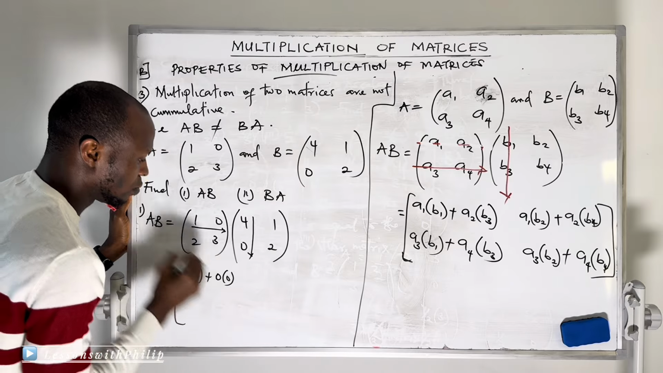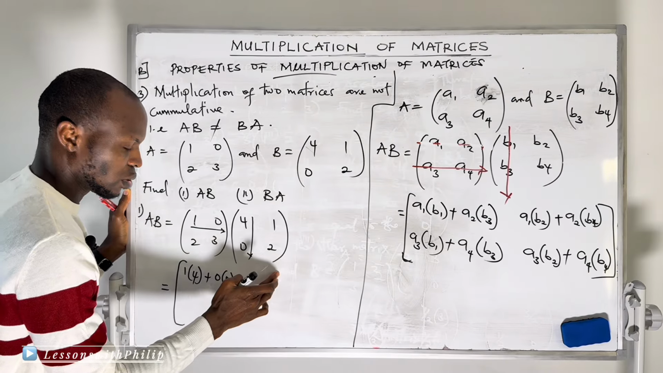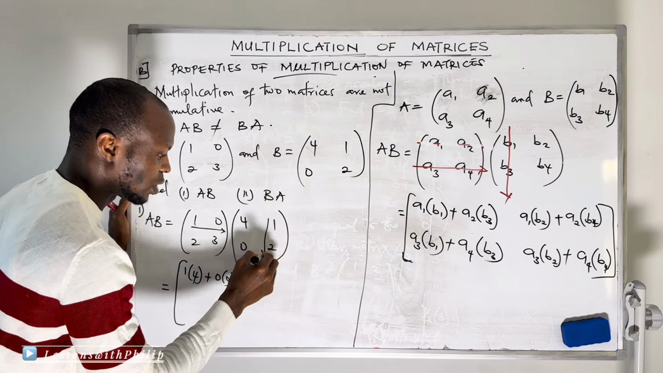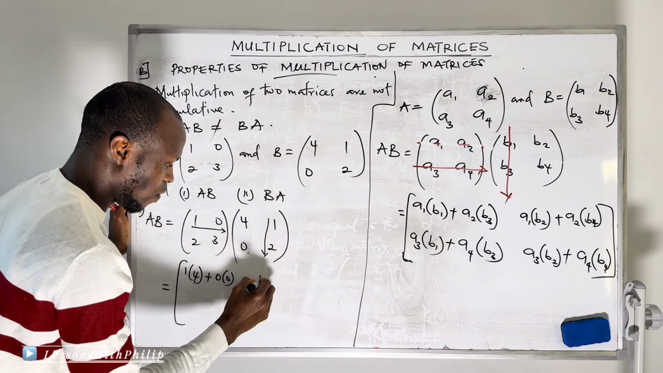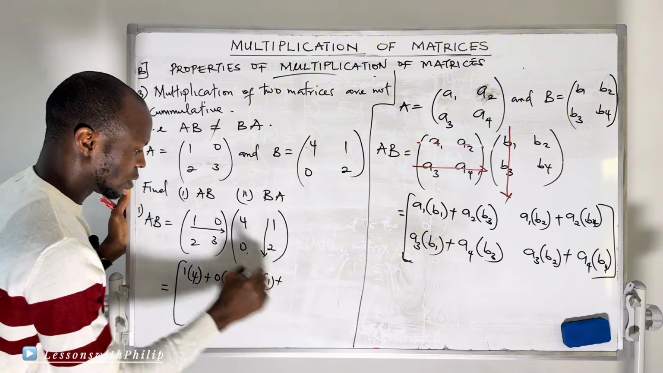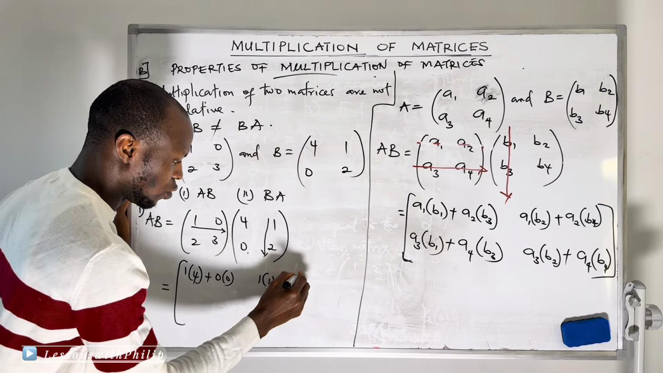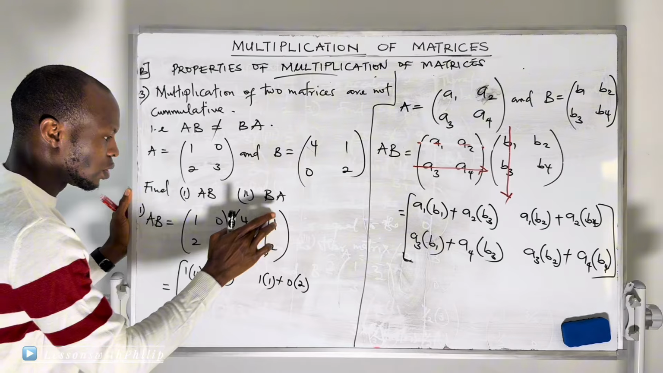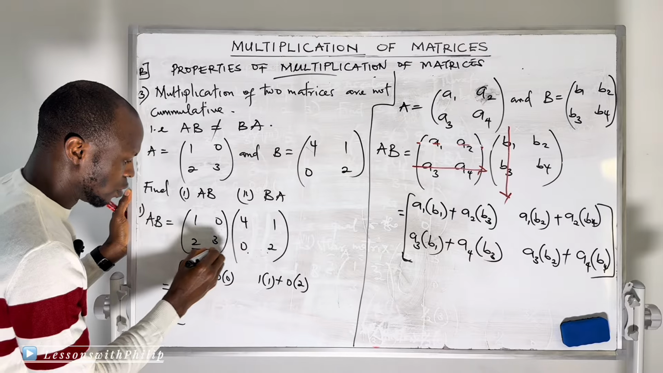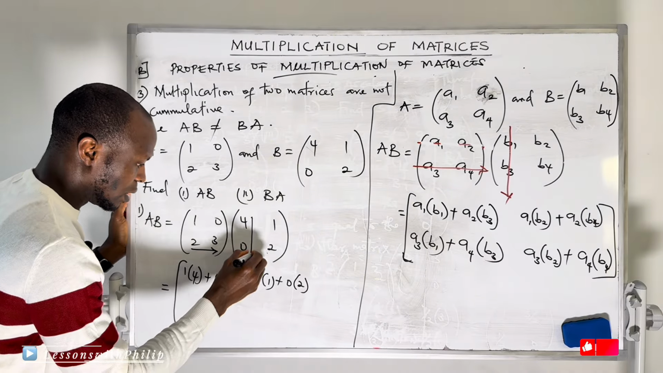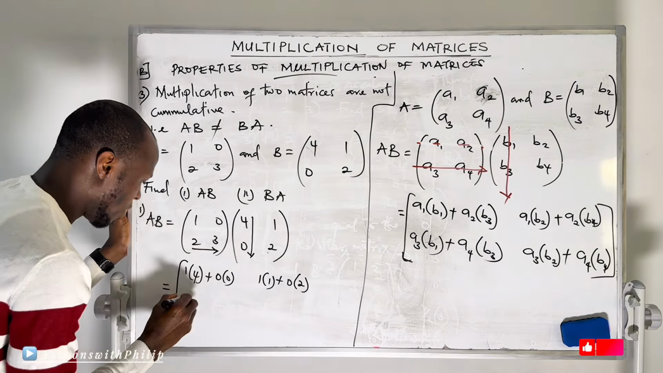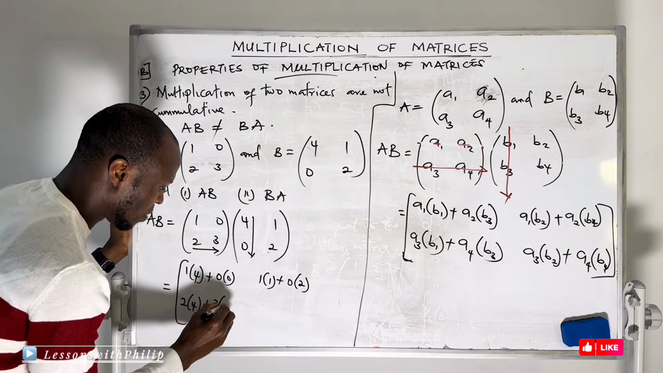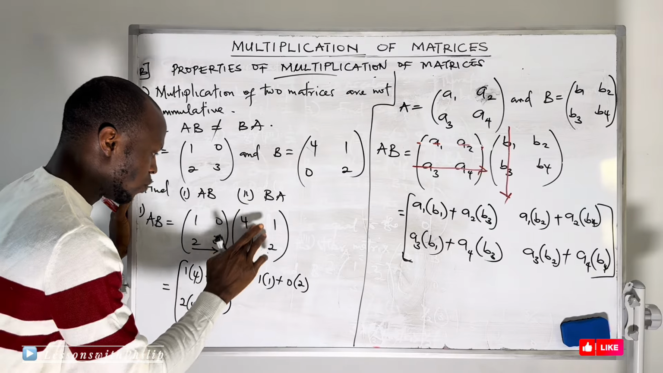To form the second column, that row will multiply this second column. 1 times 1 plus 0 times 2. Do you get it? Perfect. So we'll go to the second row. This one will multiply this column 1. So we have 2 times 4 plus 3 times 0.